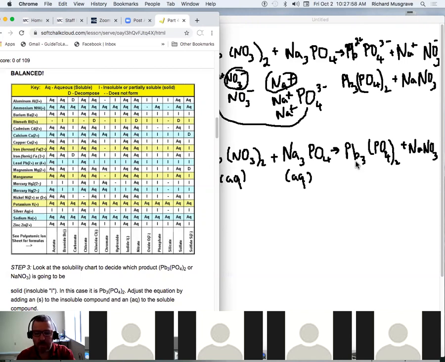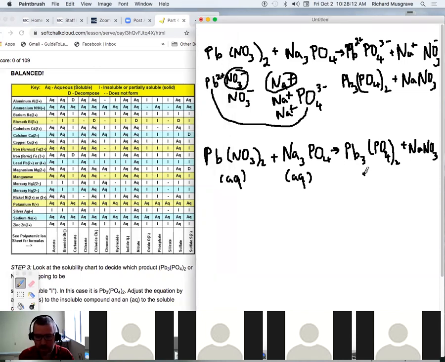So for this one, we have Pb and we have phosphate. So I find lead and then I find phosphate, which is over here. And then I run up the table here and I come up with an I. So I know that the solid that's going to come out of this will be the lead phosphate. And then the AQ will be for the sodium and the nitrate. You'll see that sodium and nitrate says AQ over here. All right, any questions so far?